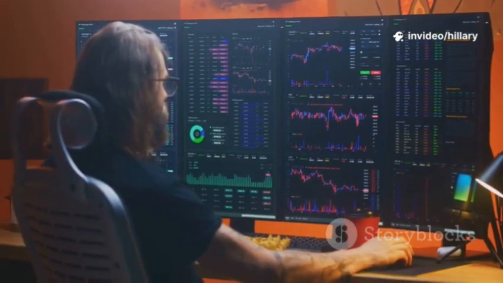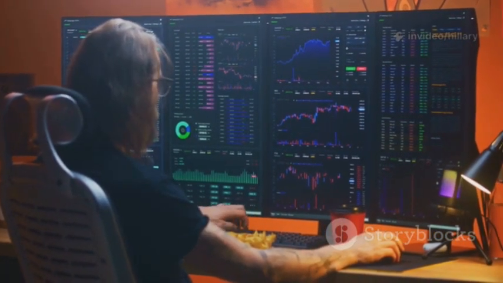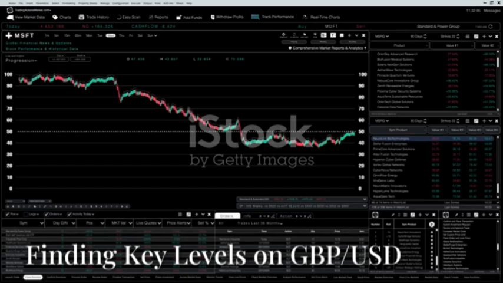Mastering these concepts gives you a clearer map of the market, helping you navigate price action with greater confidence and precision.